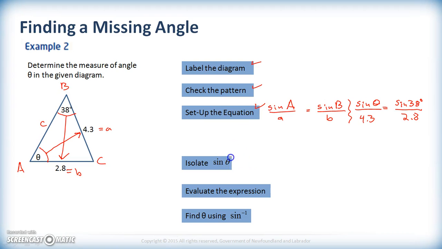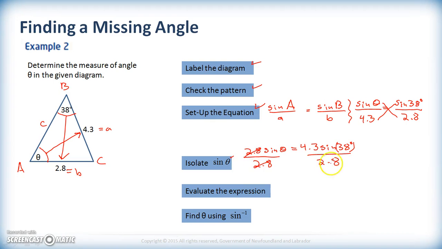Next it says to isolate sine theta. Okay, so again, we just use our cross multiply trick. So up to this point, it's more or less all the same stuff, except for the fact that our equation is upside down. Everything looks kind of like it did when we were looking for a missing side. But after this, it gets a little bit different. So we got 4.3 times the sine of 38. And remember, I can't multiply any of this stuff together on either side here because what's inside the sine stays inside the sine until it's evaluated. So divide both sides by 2.8.